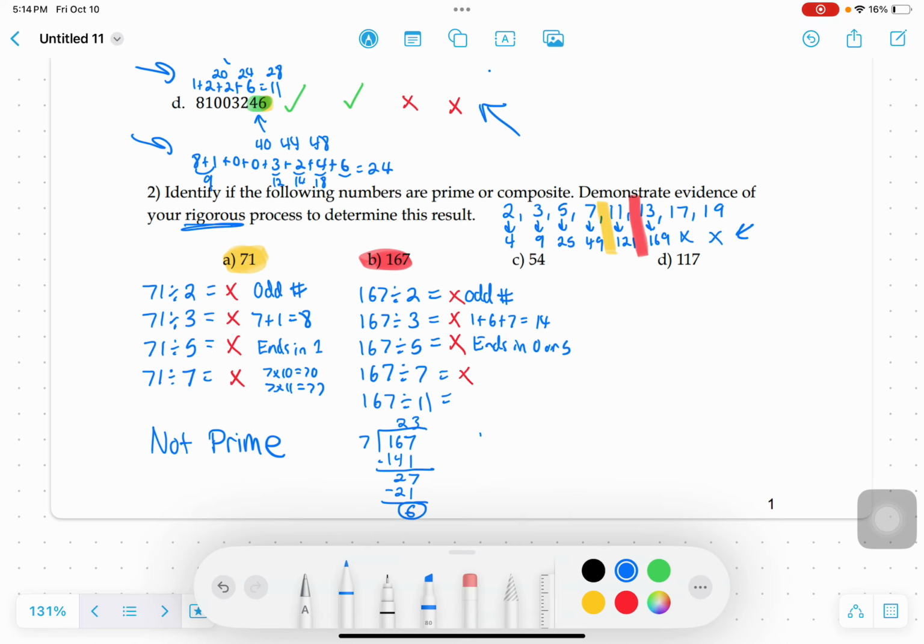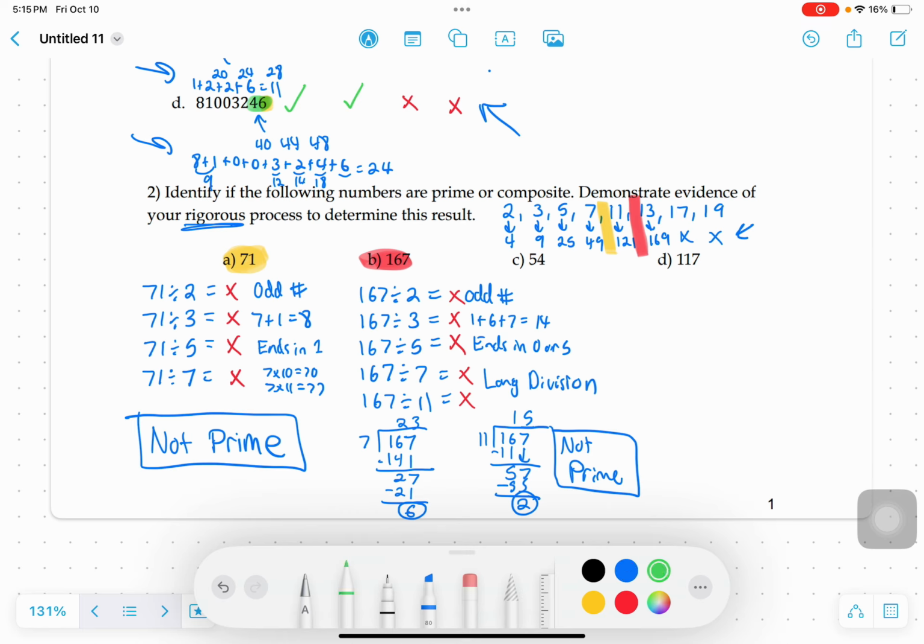All right, let's try 11. 11 goes into 167. 1 time there for 16. 5 times here for 55. 2 left over, there's a remainder, so it does not work. So I tested these with long division. So it looks like, again, this is not prime.